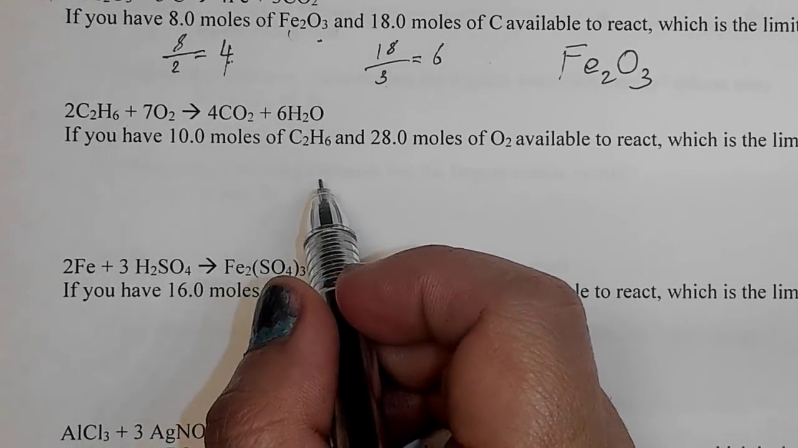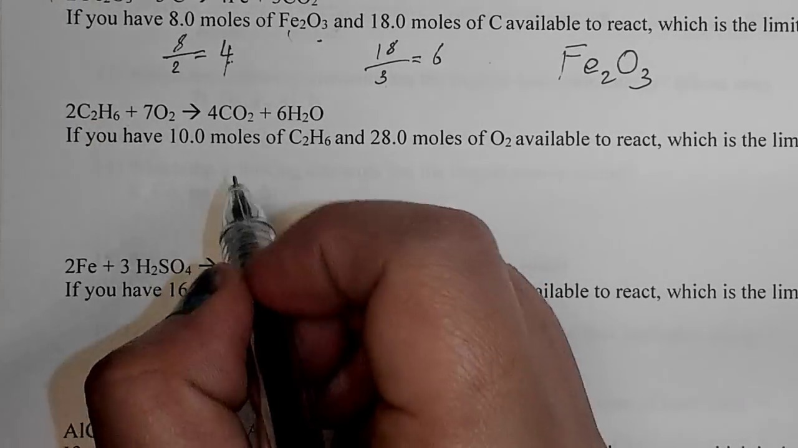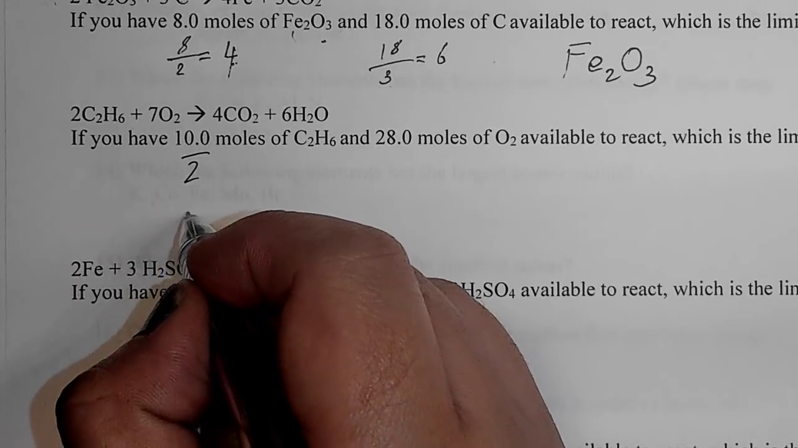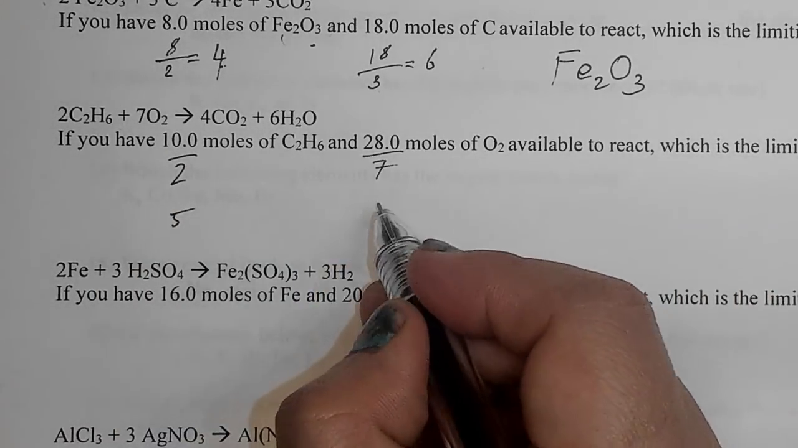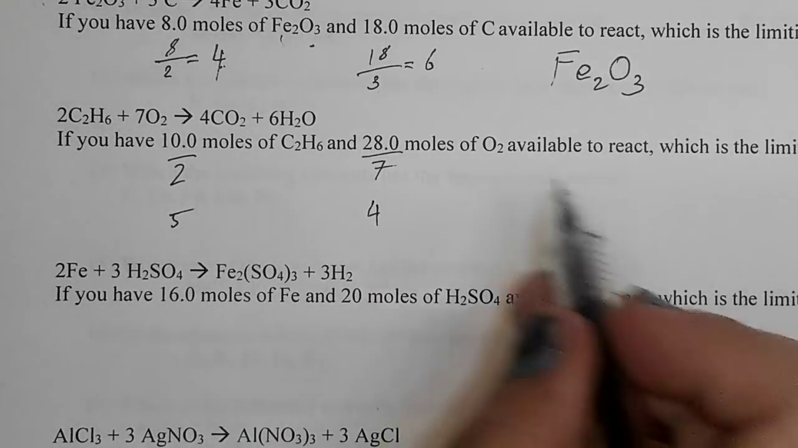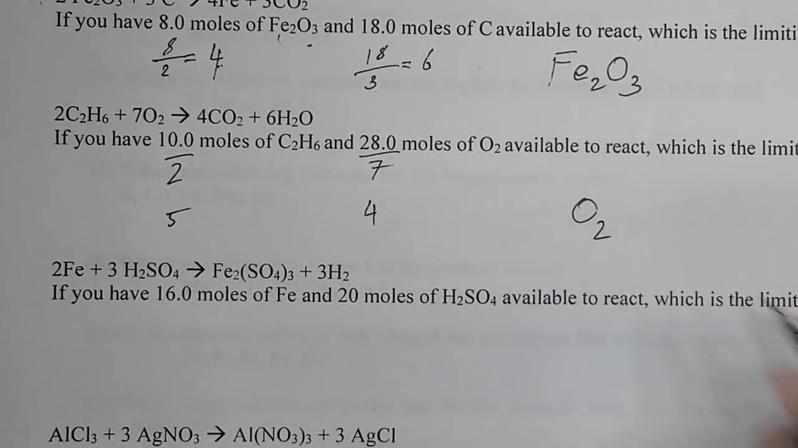Okay, double check here, 2. So that means I can only go 5 times here, and here I can do 4 times. That means this is the limiting reagent. O2 is my answer, the limiting reagent. That means it's gone first.